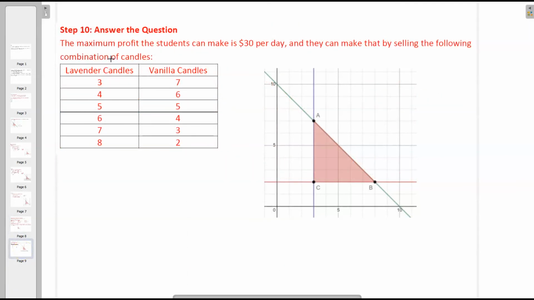So finally, to answer the question that was posed in the initial problem, the maximum profit the students can make is $30 per day, and they can make that by selling any of the following combinations of candles. And we show the table, so they can have 3 lavender, 7 vanilla, 4 lavender, 6 vanilla, and so on through the table. And again, if you look at it closely on the graph, that's all of the points along the line that are on whole numbers for both X and Y.